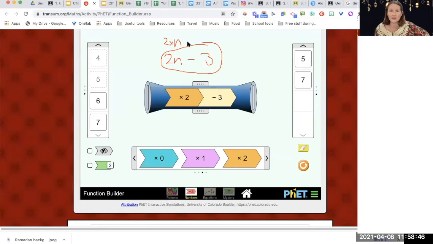Can everyone see that n is the number that's going in? Yeah, these are n's over here. That's n, the number that I'm putting in. It gets timesed by 2 first, and then it has 3 taken away.